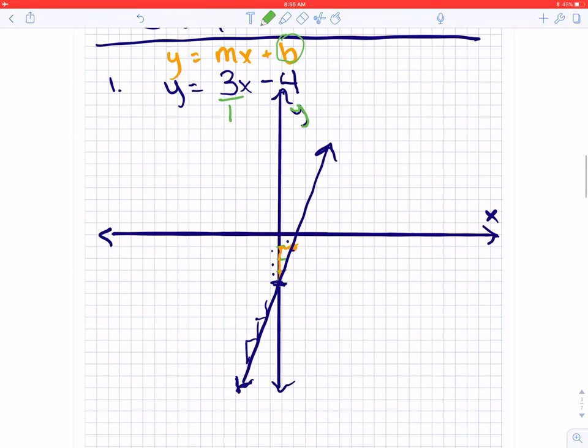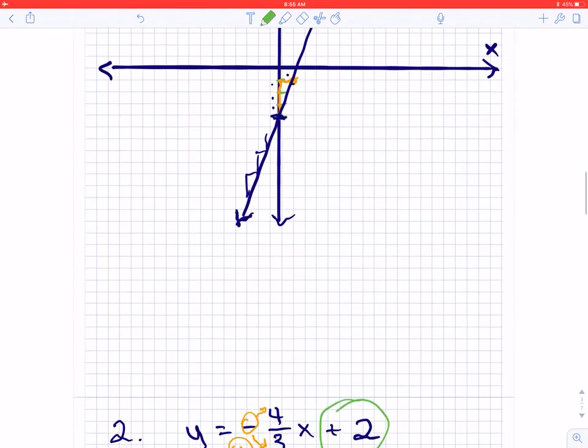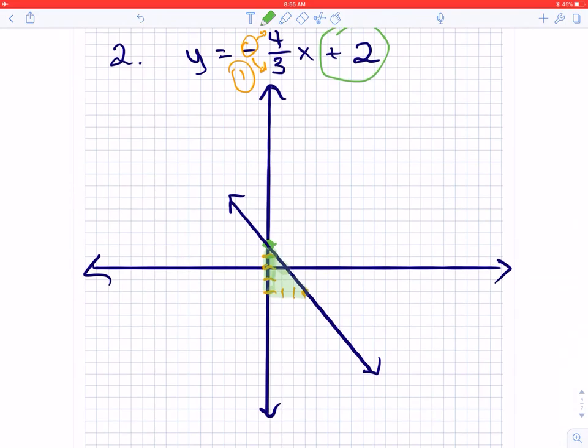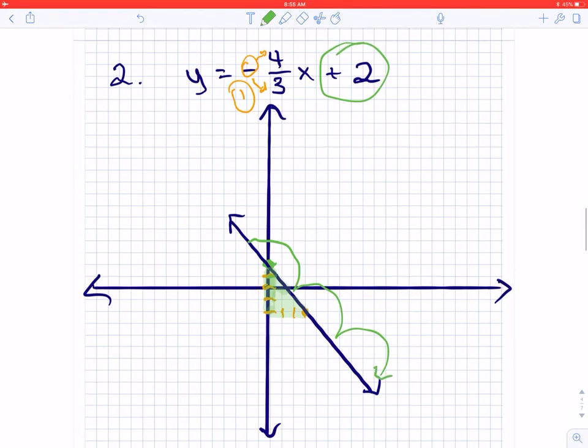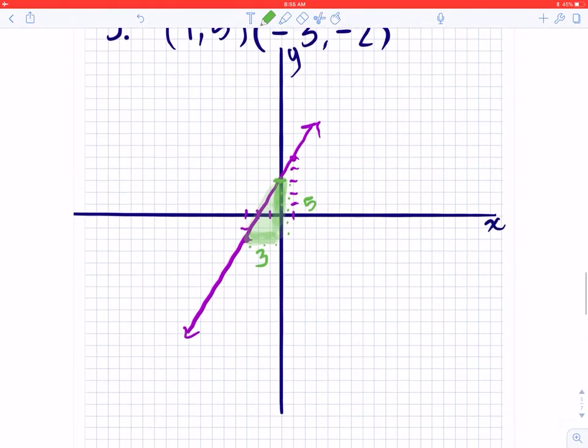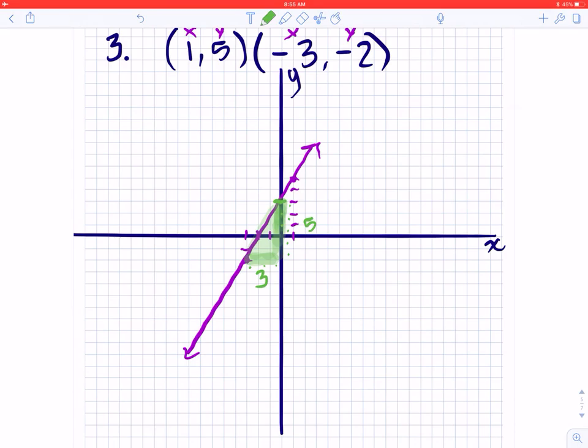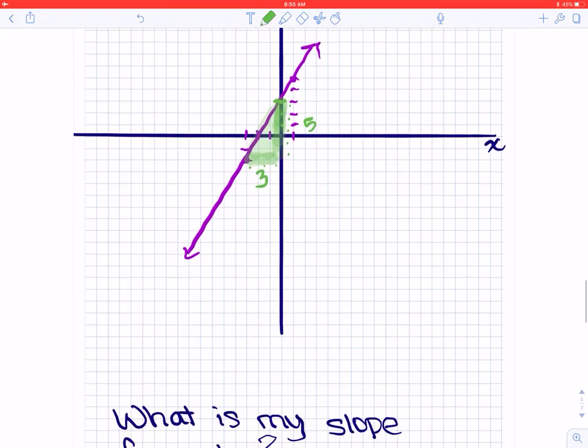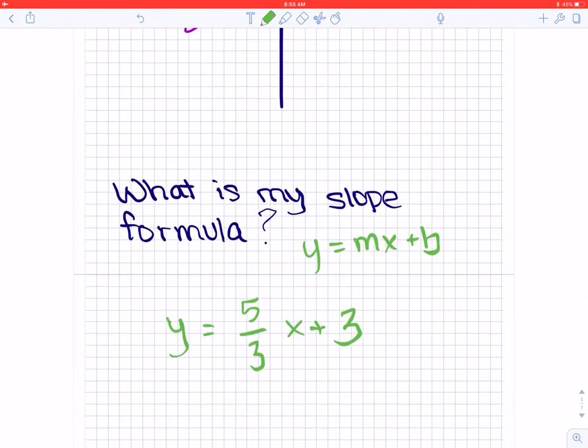So, quick review. We have a positive line. We started at -4, climbed up 3/1. Here we have a negative line. It's like we have to walk downhill. So we started at +2. We went down 4, right 3. And here we graphed our points. We have a positive line. It's going uphill. And our line formula is 5/3 x plus 3.